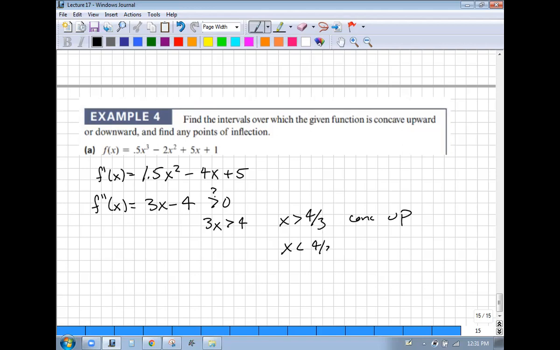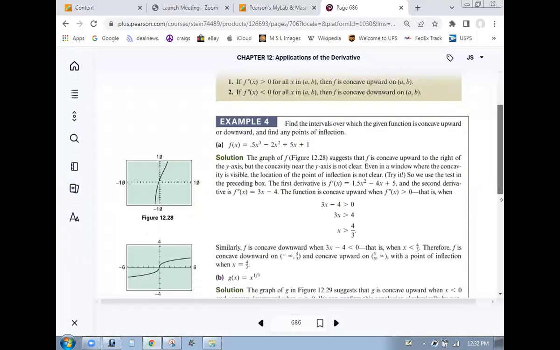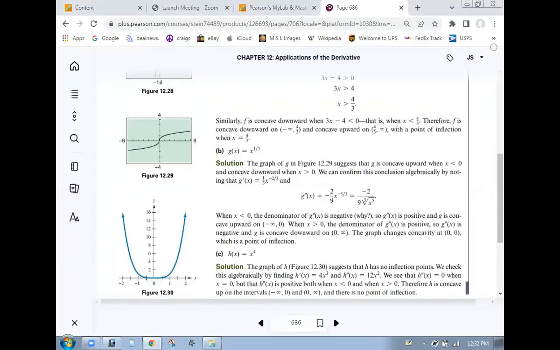That means it has to be concave downward in the other direction, right? Because on the other side of this thing would be negative, right? So at x equals 4/3, you're going to have an inflection point, right? So it's concave downward and then concave upward, with the inflection at 4/3. Does that make sense? The hardest part of these is solving the inequalities. Because when you get roots and cube roots and stuff, it's like, yeah, let's look at this one.